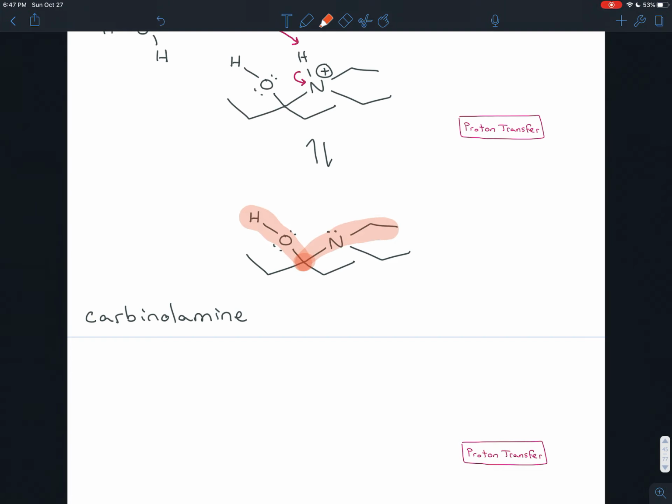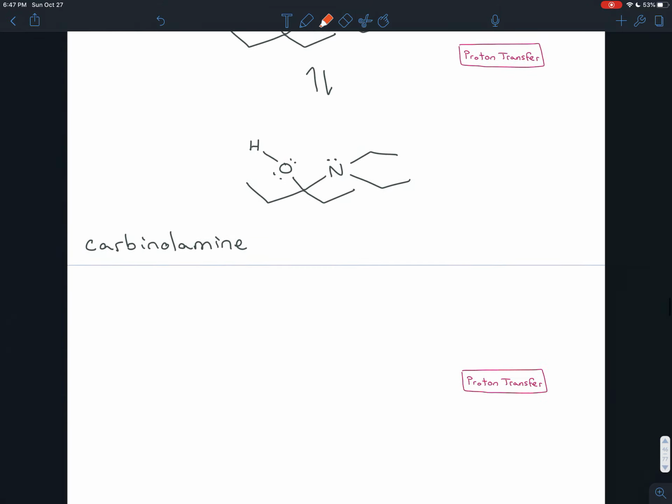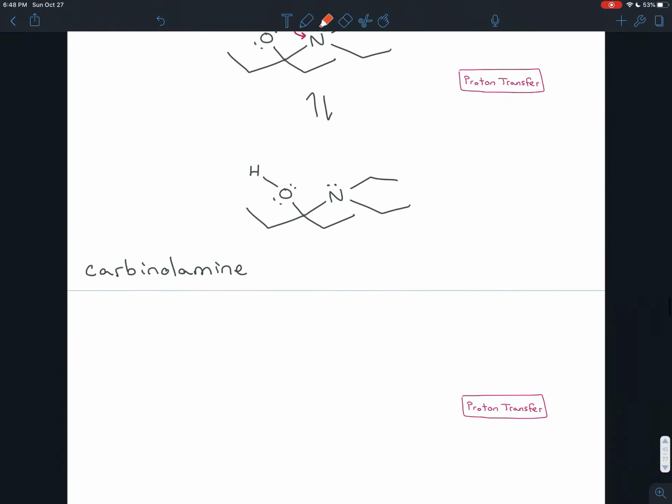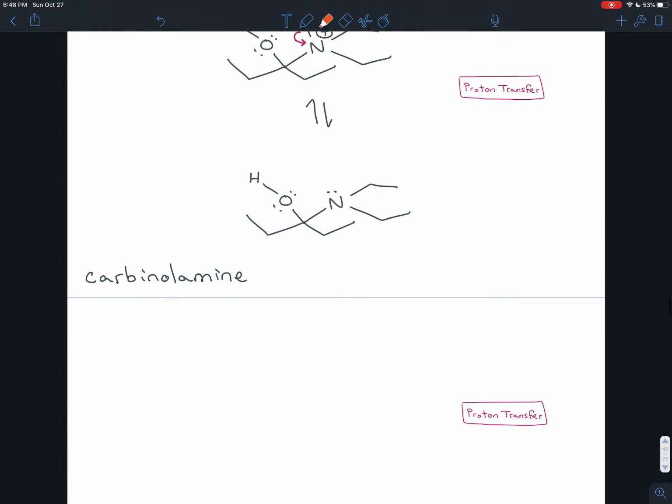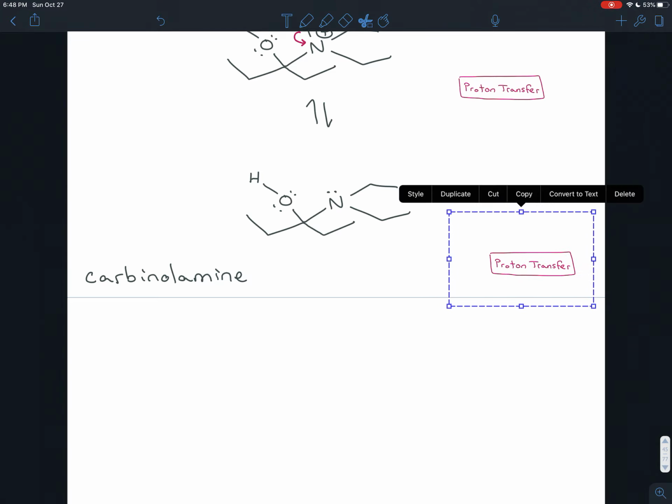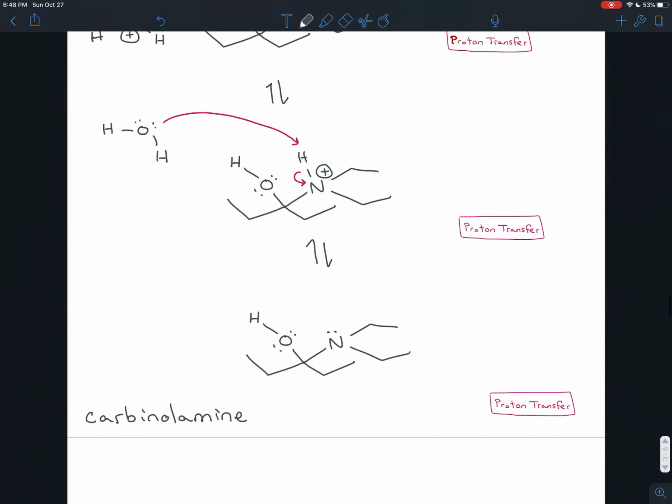Now notice, this carbon is bonded to both an alcohol and an amine. And so that is the definition of a carbinolamine. A carbon bonded to both an alcohol and an amine. Well, if you compare the carbinolamine with the enamine that we're trying to form, you'll see that the OH has to go. It doesn't stick around. And so we need that to leave. But right now, it's a terrible leaving group. So we can do a proton transfer to turn it into a better leaving group.